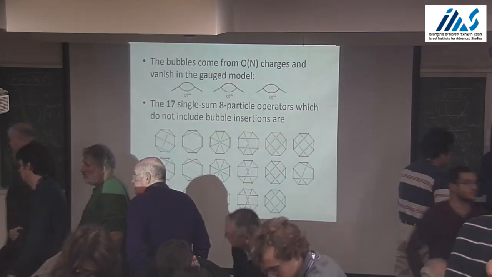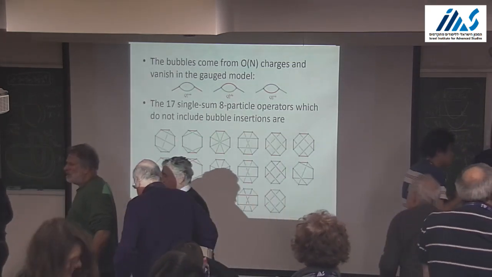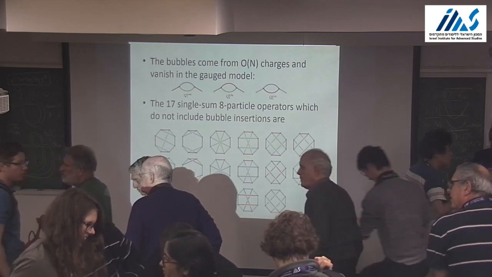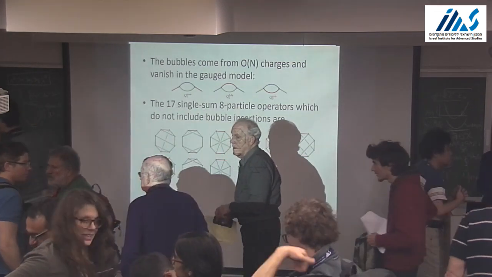Could you see the random matrix behavior from the spectrum, like the level spacing distribution?